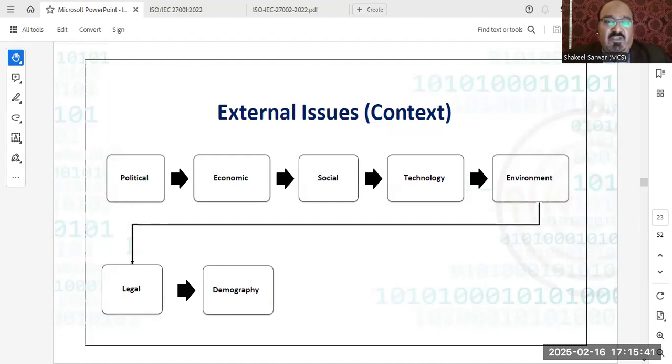Social and cultural factors are as well counted in external issues, where public perception of the organization's security practices, stakeholders' expectations for data privacy and transparency. Technological advancements: rapid changes in technology introducing new vulnerabilities or opportunities for improvement, adoption of emerging technologies like AI, IoT, or blockchain, and their associated risks.